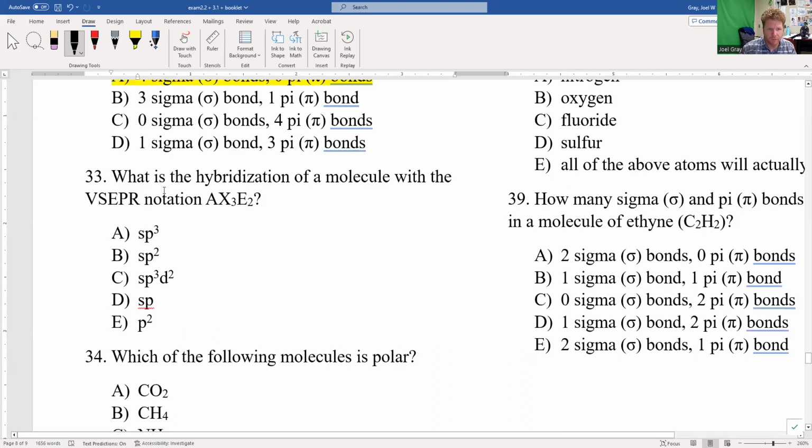What is the hybridization of a molecule with a VSEPR notation of AX3E2? That has 5 things around it. S, P, P, P, D. So sp3d is the hybridization of that.